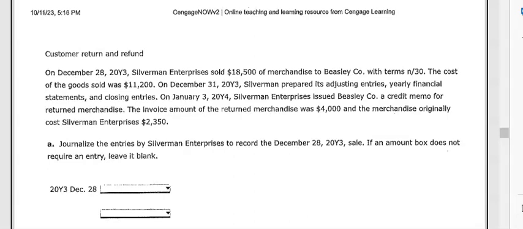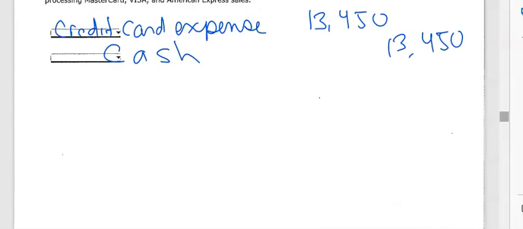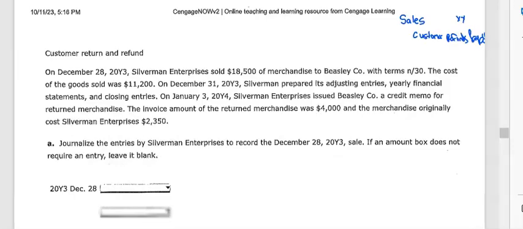We would estimate that some of our sales will be returned. GAAP requires all companies to do this. So we would actually reduce sales by debiting it, because debit reduces it. And we would set up a liability for customer refunds payable, and we would credit that. All right, that's the first part of it.